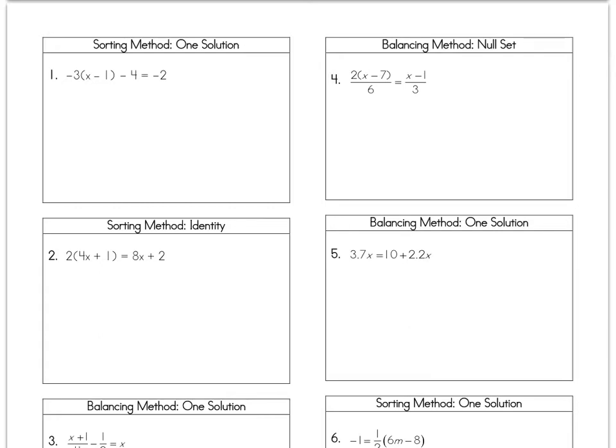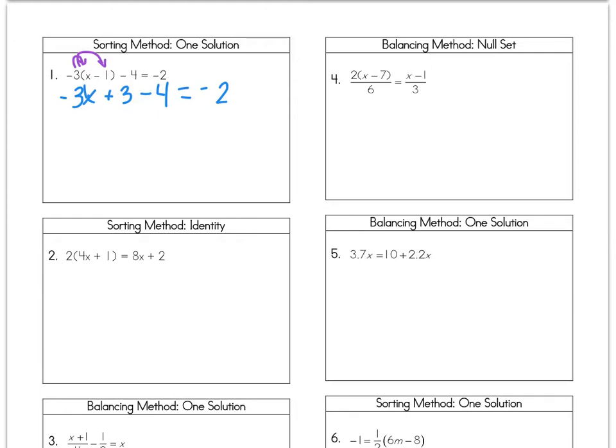So let's jump in. The first thing, if we look at this equation, negative 3 times the quantity x minus 1, all minus 4, is equal to negative 2. I can see that I have some parentheses, which means I am going to distribute that negative 3 to both the x and the negative 1. So negative 3 times x is negative 3x, and negative 3 times negative 1 is positive 3. I'm not going to forget about that minus 4 on the end, or the equals negative 2.